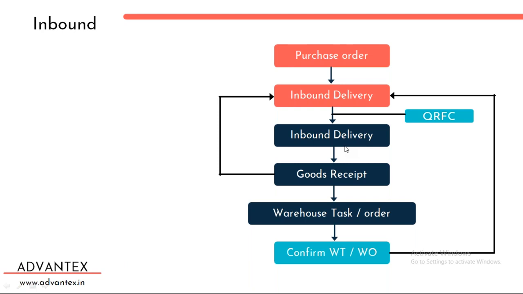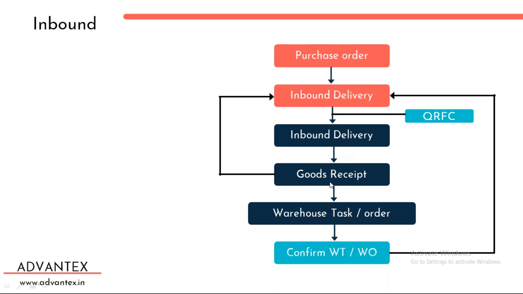Once goods receipt is complete, stock is available in your system as well as in your premises. After that, we need to identify where this material is to be placed. I have a warehouse with 200 racks, so I need to identify where this material is to be placed. In order to do that, we create something called a warehouse task.